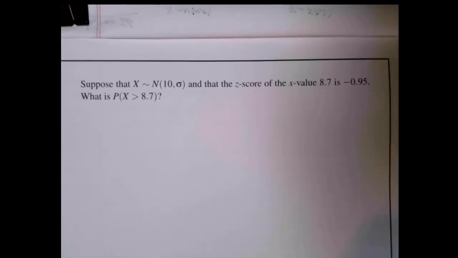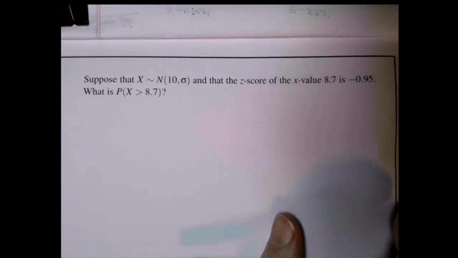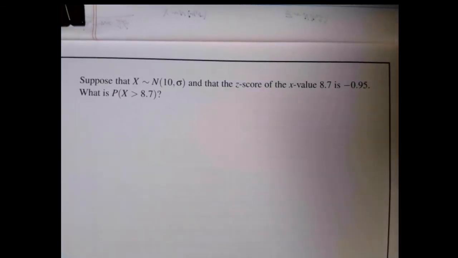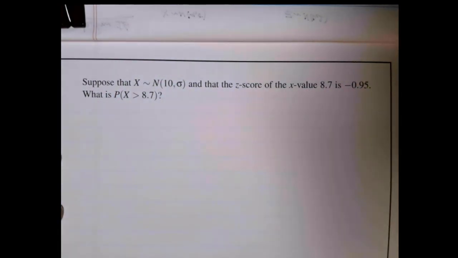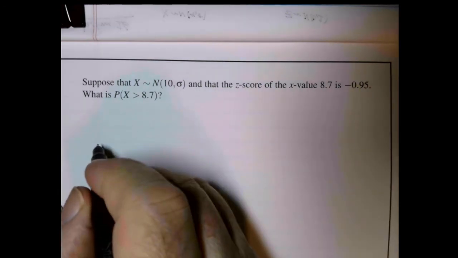Let's do one of these that requires a little more. Suppose that x is a random variable normally distributed with mean 10 and standard deviation sigma, and that the z-score of the x value 8.7 is -0.95. What's the probability that x is greater than 8.7? All right, you should read these aloud to yourself for a while, by the way. It helps to get the notation and meaning in your head.